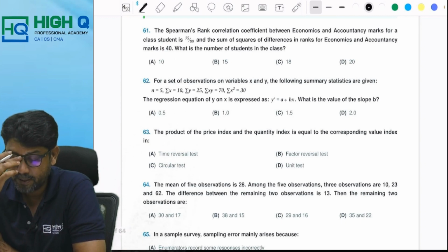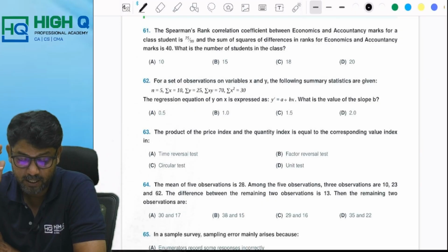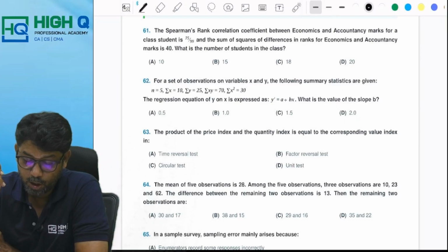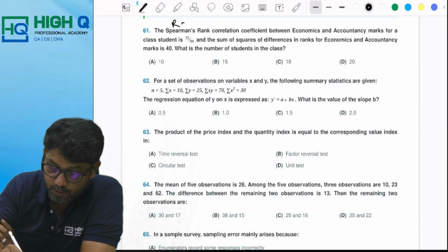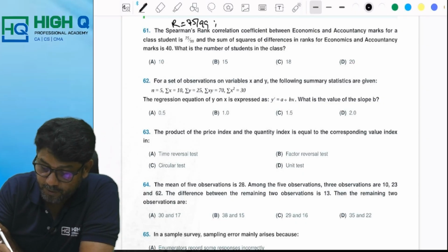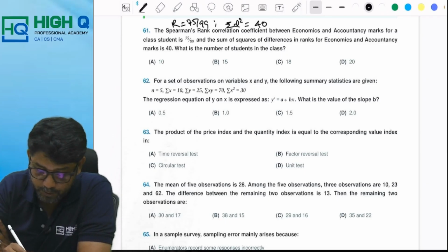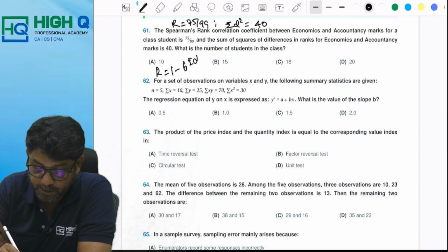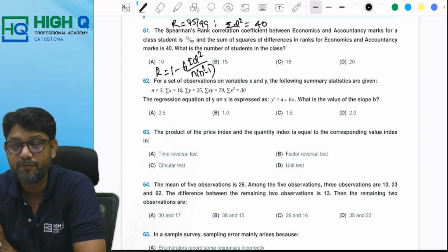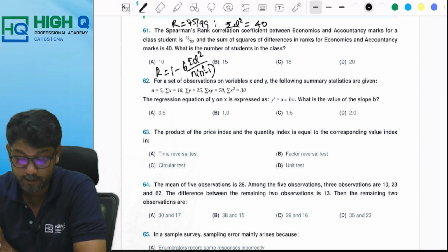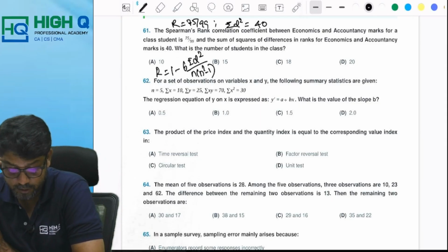Next. Spearman's rank correlation coefficient between economics and accountancy marks for a class of students is 75 by 99, and the sum of the squares of the differences of the ranks for economics and accountancy marks is 40. What is the number of students in the class? See, R is equal to 75 by 99. Then what is given? Summation D square equal to 40. So what is the formula you will be using? R is equal to 1 minus 6 into summation D square divided by N into N square minus 1. This is the formula you will be using, and they ask you to find out the value of N.